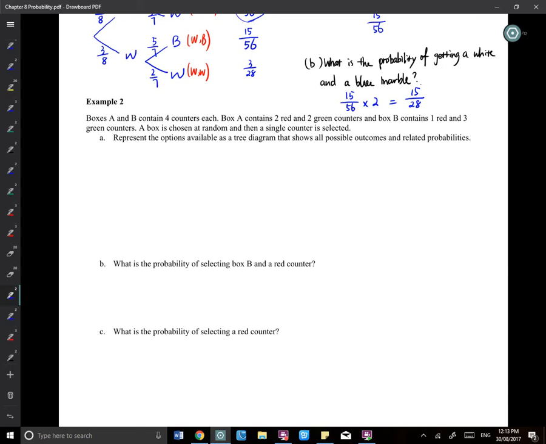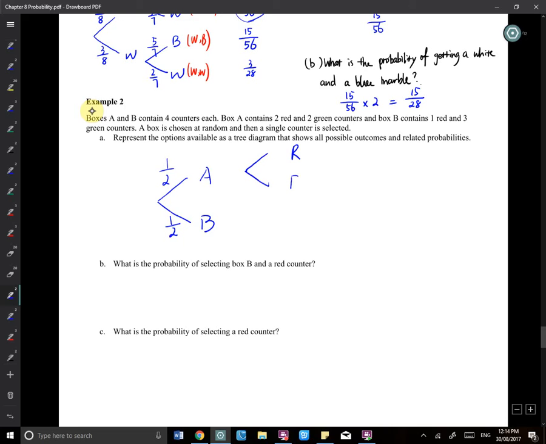First of all, for my first selection, I select between box A and box B. What's the probability of getting box A? Half, and box B is half. There are two identical boxes, so I just select that one or that one. Then I can select the red counter or the green counter. In box B I can select a red and a green as well, but the probability will be different. In box A, what's the probability of getting a red? Half, and green is half as well. What's the probability of getting box B and then a red counter? 1 on 4. And the green? 3 on 4.